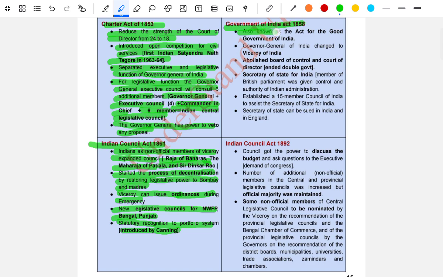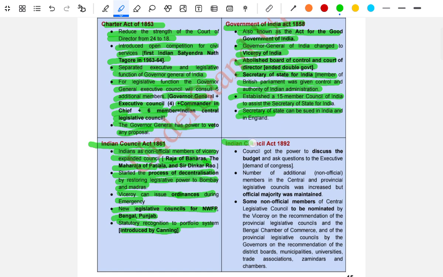Government of India Act 1858, also known as the Act for the Good Government of India. The Governor General of India was changed to the Viceroy of India. It abolished the Board of Control and the Court of Directors, ending the double government. The Secretary of State for India, a member of the British Parliament, was given control and authority over Indian administration. It created a 15-member Council of India to assist the Secretary of State. The Secretary of State could be sued in India and in England.